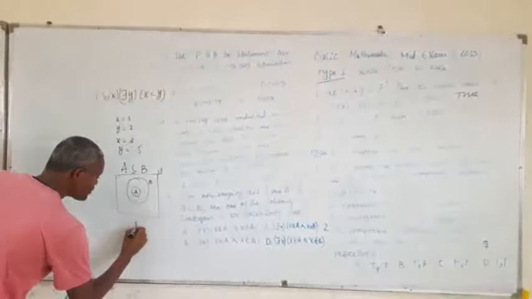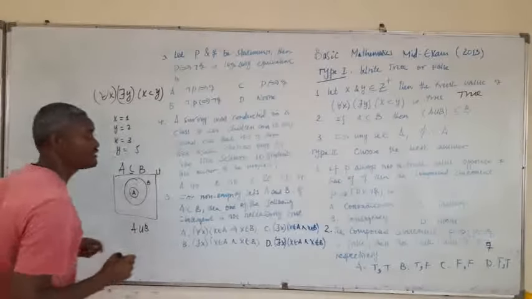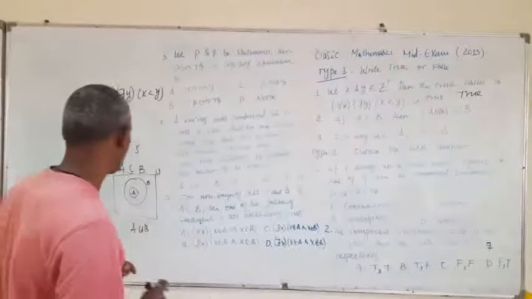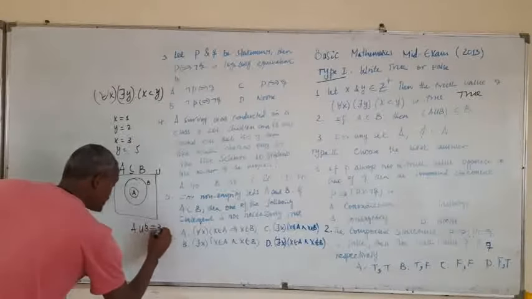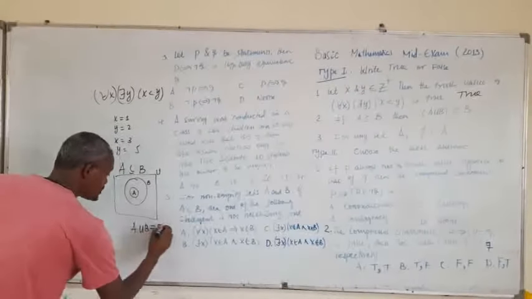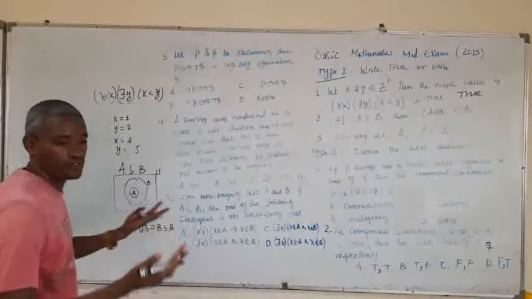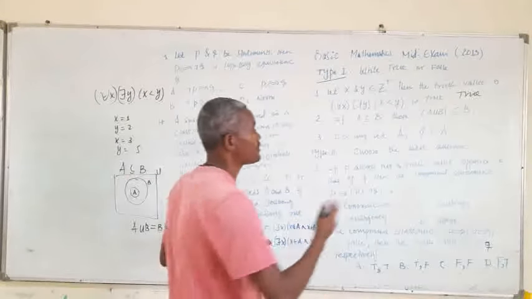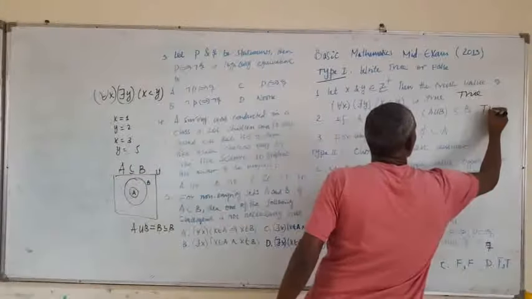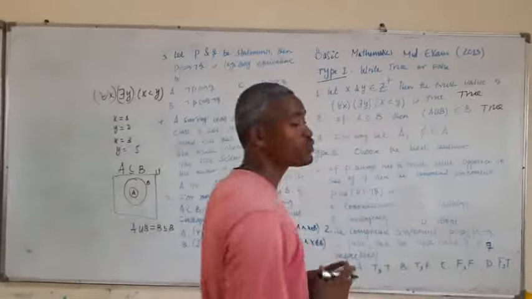Then what's A union B? A union B is clearly B, and B is a subset of itself. Therefore, this statement is also a true statement.